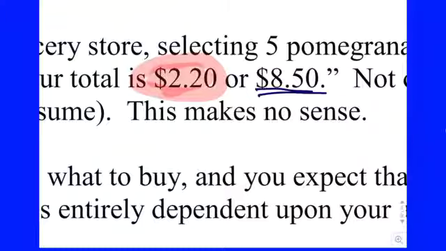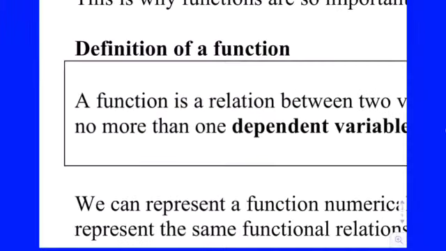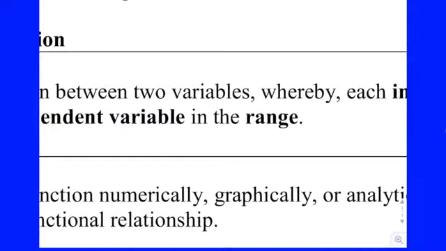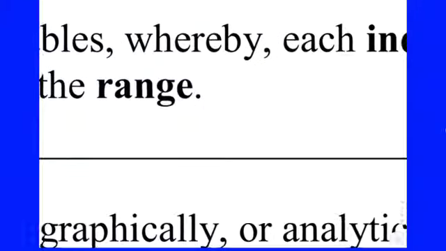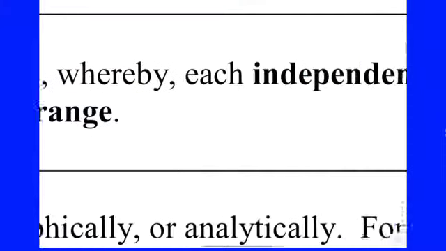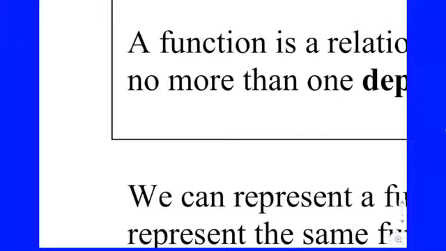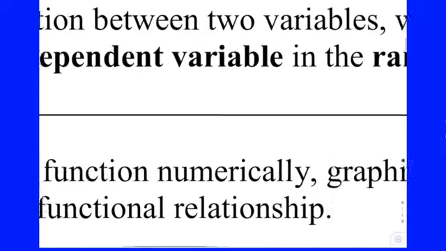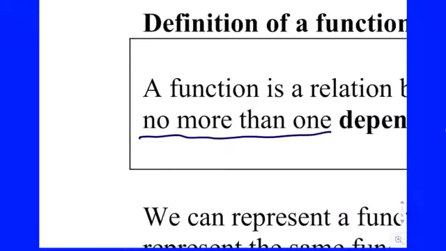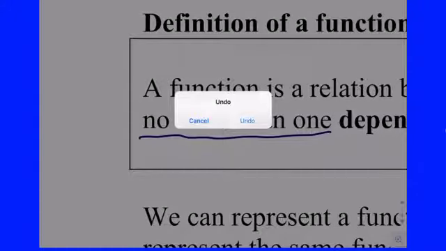Because if you remember the definition of a function, let's jump down here. A function is a relation between 2 variables. Pretty much we use x and y or x and f of x, whereby, ooh, look at that, each independent variable in the domain, each x value, maps or turns into no more than 1 dependent variable in the range. Another way to say that is if you have an input, you can have no more than 1 output, right?